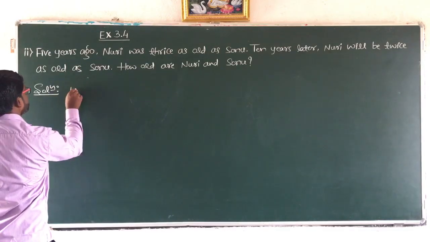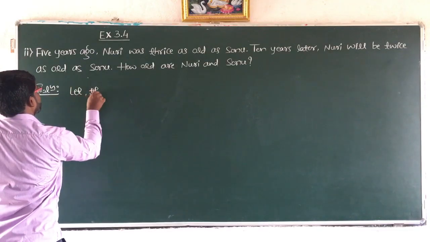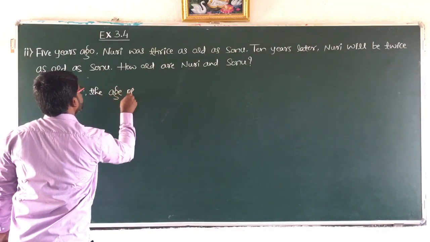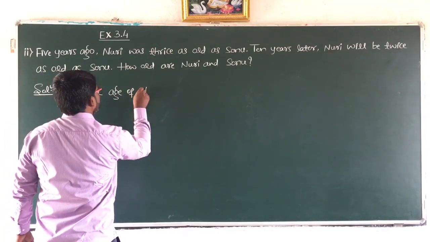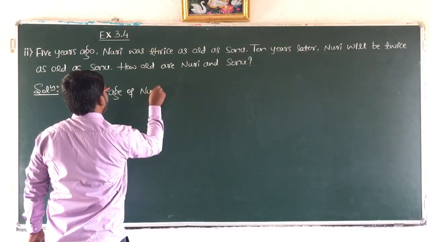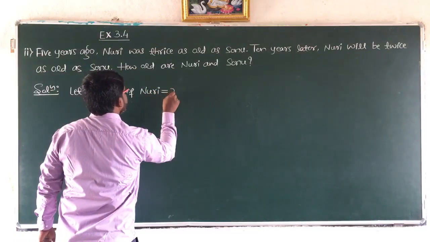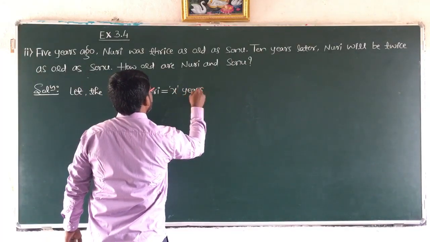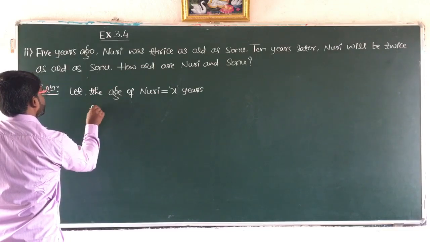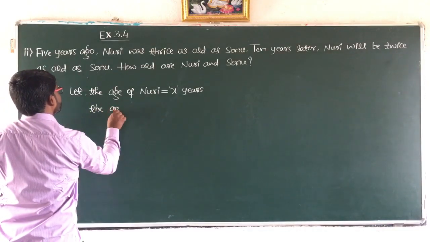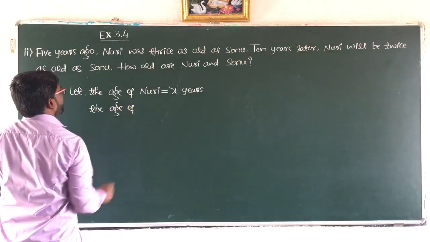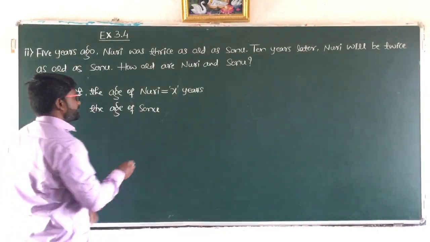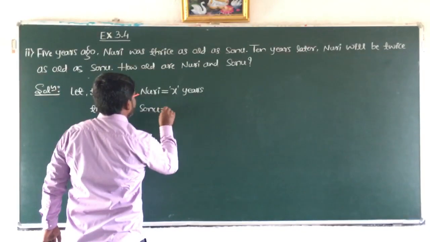Let the age of Noori be x years and the age of Sonu be y years.